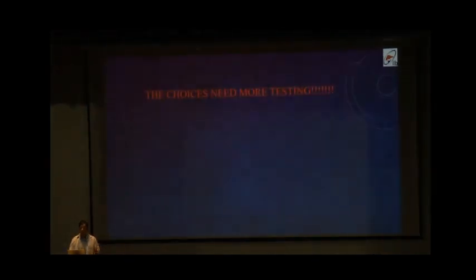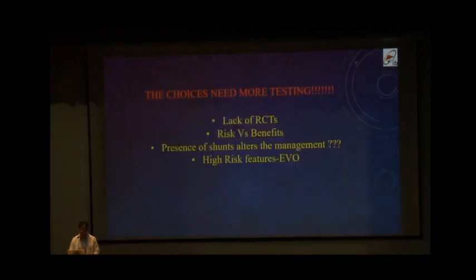So to summarize primary prophylaxis, I think this is very aptly put in another article. The choices need more testing. That means there are fewer randomized trials. The risk and benefit of using upfront BRTO versus an upfront EUS-guided coiling still has to be debated.